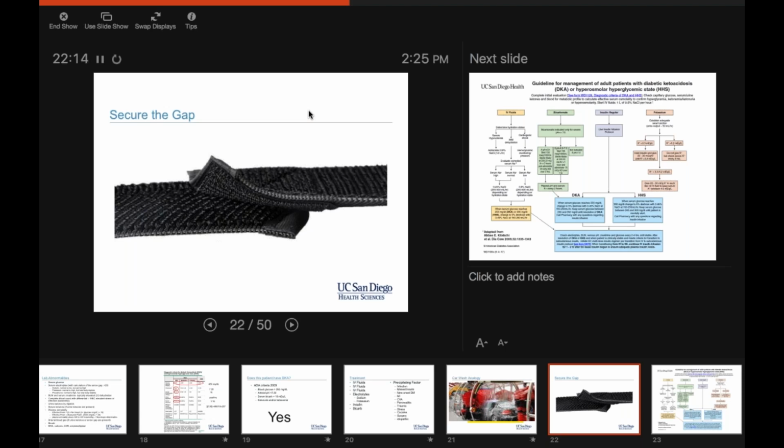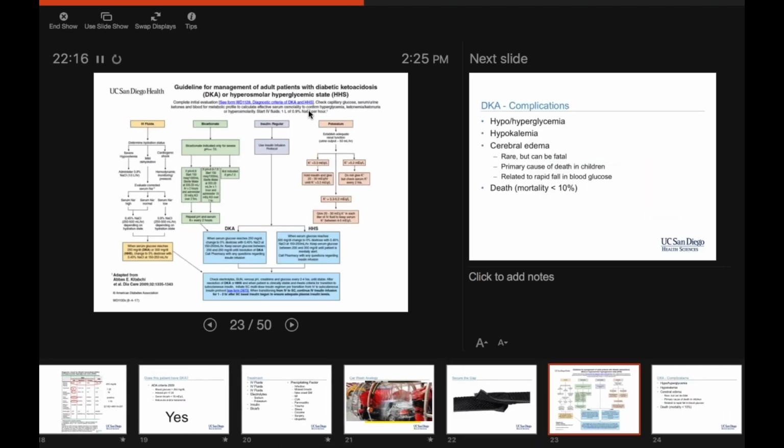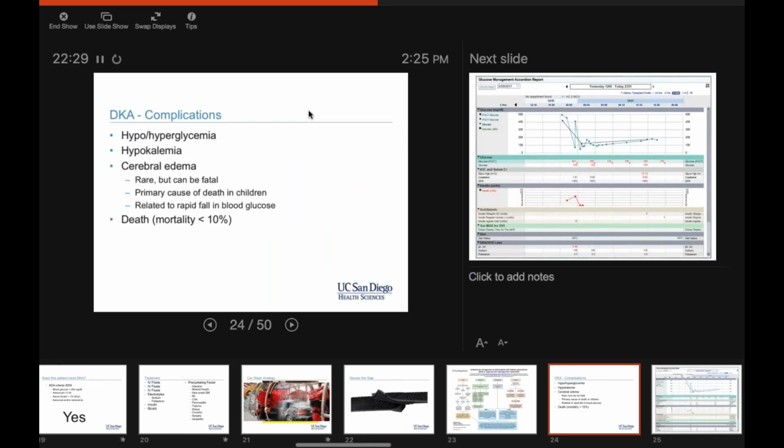Okay, make sense? Okay. Here's your algorithm for DKA. It's on WebRef. You can study it, enjoy it. But it's all those steps we just talked about. Fluids, electrolytes, insulin.